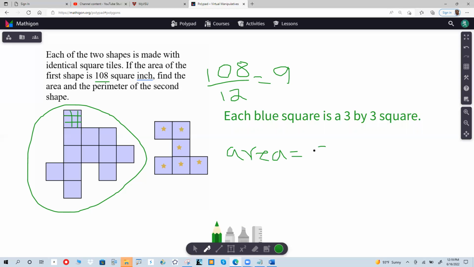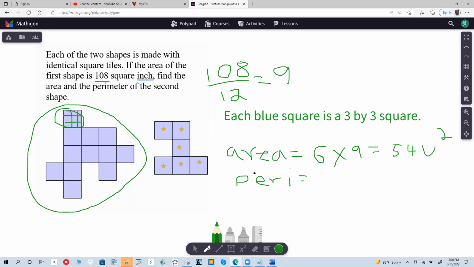I counted 6, but each square is 9 unit squares. Make sure you don't forget that. So the answer is 54 unit squares. Each little square has 9 unit squares, just like here. That's why you want to multiply it by 9, and your answer is 54. I am going to check my answer, and let's find the perimeter.